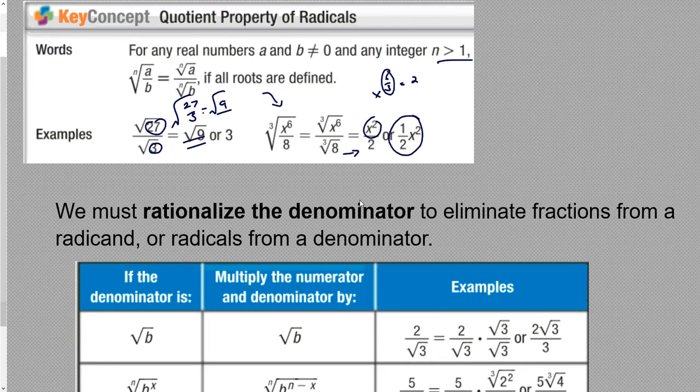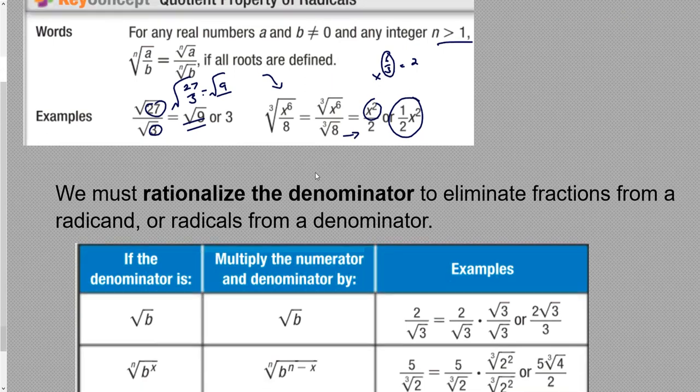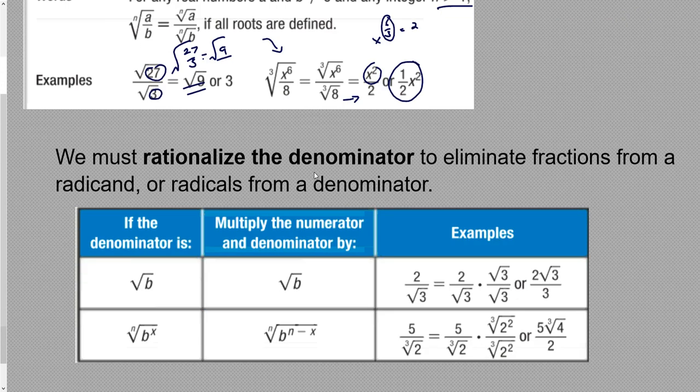The new thing that we're going to be dealing with today is what we call rationalizing the denominator. We can't have fractions inside a radical, and we can't have radicals in the denominator. Okay, so here's a couple patterns just showing that. I would not worry so much about the first two columns, but focus on the examples because those are going to be ones that will make a little bit more sense, I think.